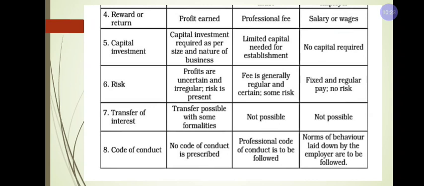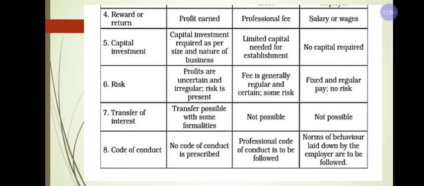Why is no capital required? Because we are working for others. They are providing salary or wages for working. Coming to the sixth basis, risk. In business, the risk is irregular. What is called irregular? The risk may be present at any time. We cannot expect at what time it will come. So that is the reason in business the risk is always present.